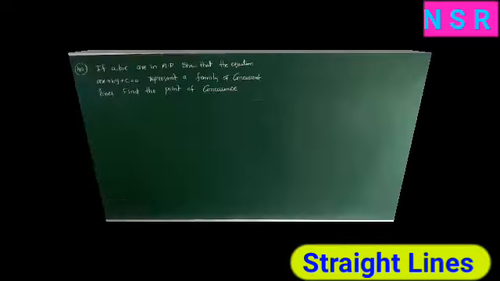family of concurrent lines. So here x minus 1 equal to 0 and y plus 2 equal to 0. So x equal to 1 and y equal to minus 2. Therefore the point of concurrency is (1, minus 2).